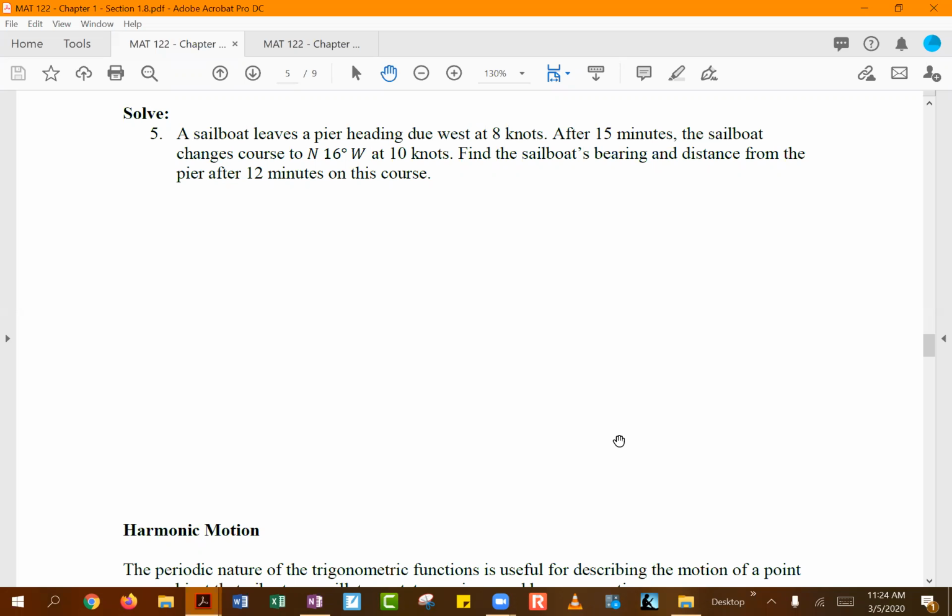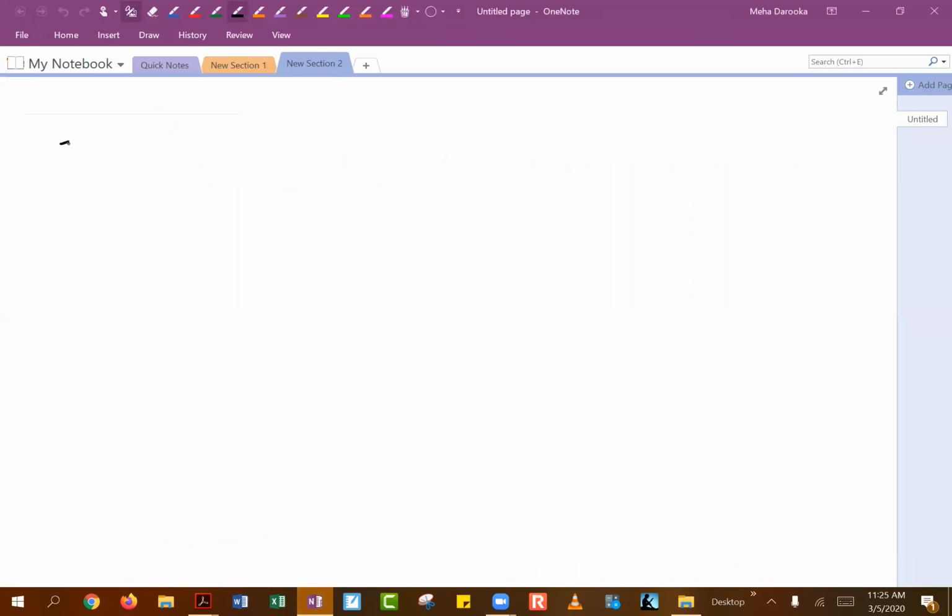So this example is talking about, again, a sailboat that leaves a pier heading due west at 8 knots. After 15 minutes, the sailboat changes course to north 16 degrees by west, or north by northwest, at 10 knots. So obviously it's picking up a little speed there. And then they're saying find the bearing and the distance from the pier after they have been 12 minutes on this second course, when they change their course. Similar, as I said, to the previous example.